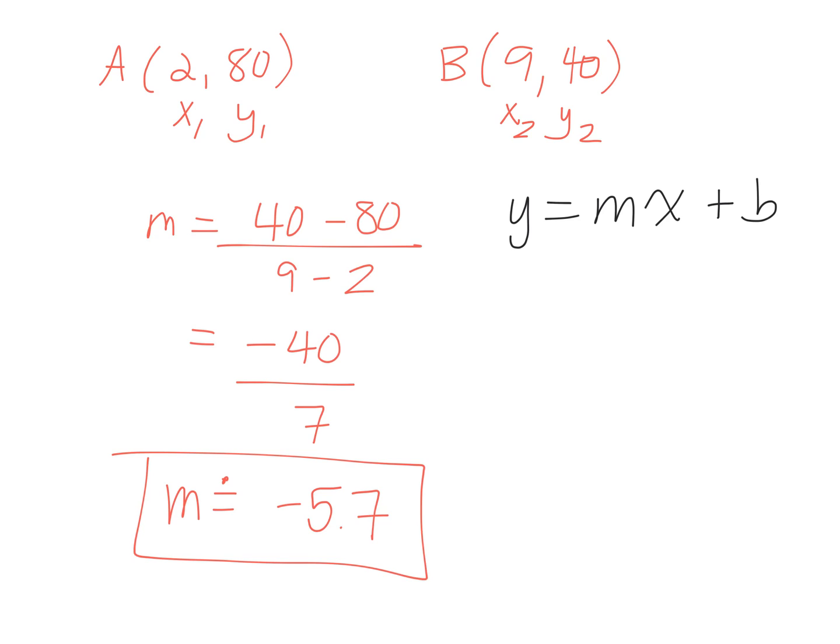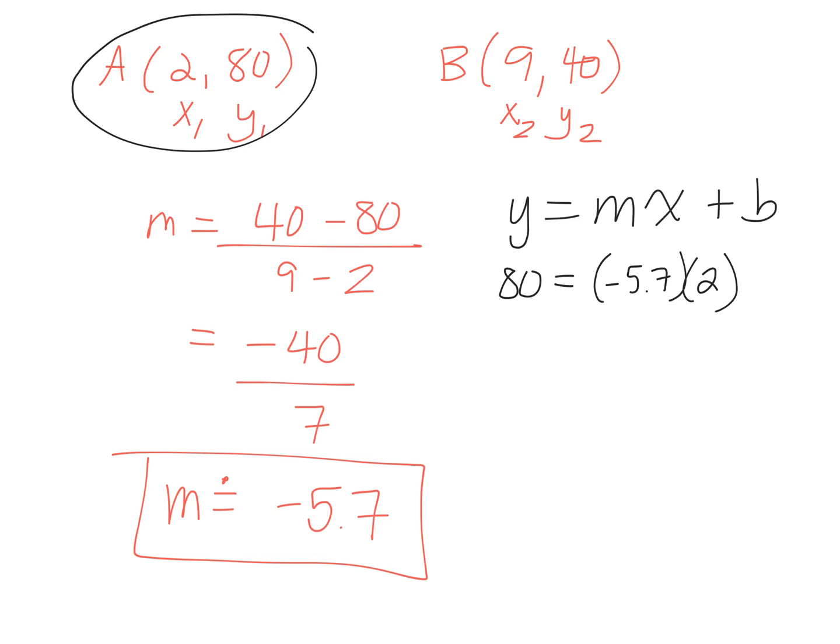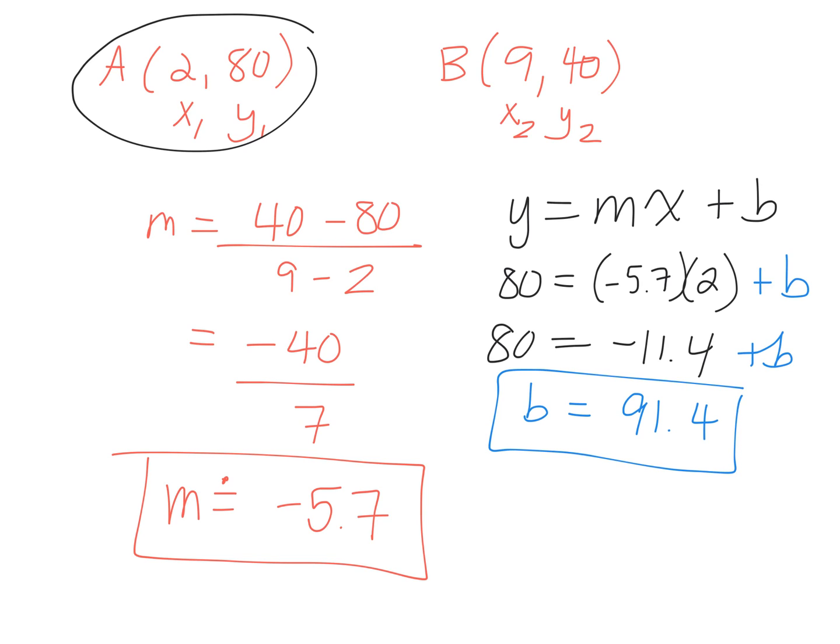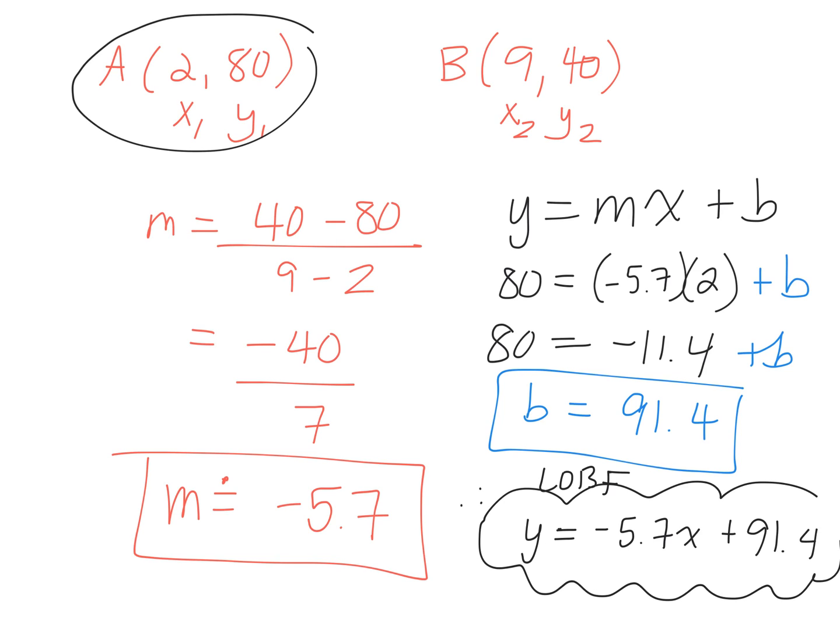I'm going to use coordinate A. I'm going to plug in x and y. Y is 80, my m is negative 5.7, my x is 2, and we're finding b. Therefore, b is equal to 91.4. Once we know m and b, what is the final step? What do I have to write now? Final step, therefore, the equation of my line of best fit would be y equals negative 5.7x plus 91.4. Let's look at our graph and see if that looks reasonable. My y-intercept is roughly at 91.4. I'm going to go back and look at my line and see if that makes sense.